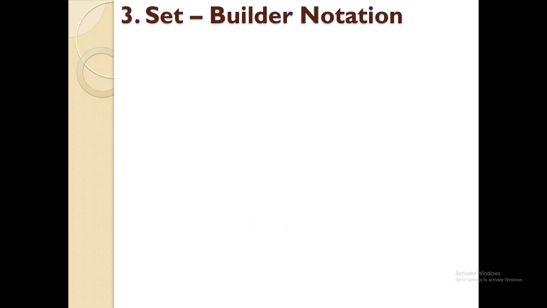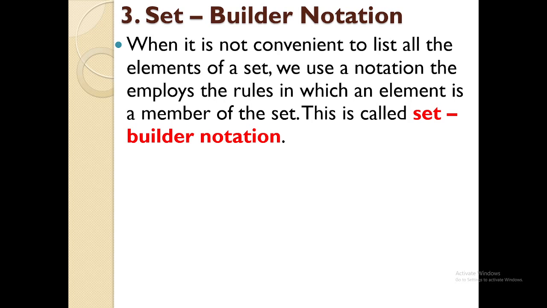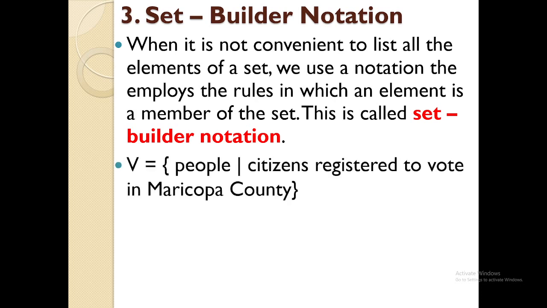Now, let's do the third one, the set builder notation. When it is not convenient to list all the elements of a set, we use a notation that employs the rules in which an element is a member of that set. This is what you call set builder notation. Example. V is a set wherein the people, take note, such that, this is read as such that, they are citizens registered to vote in Maricopa County. There are a lot of people and it is not convenient to list them all. So instead, I'll be using the set builder notation for that.